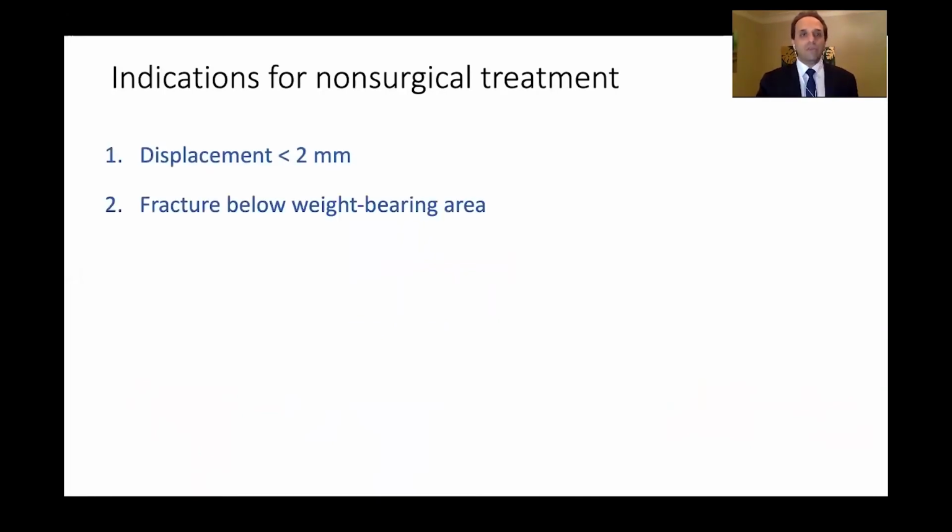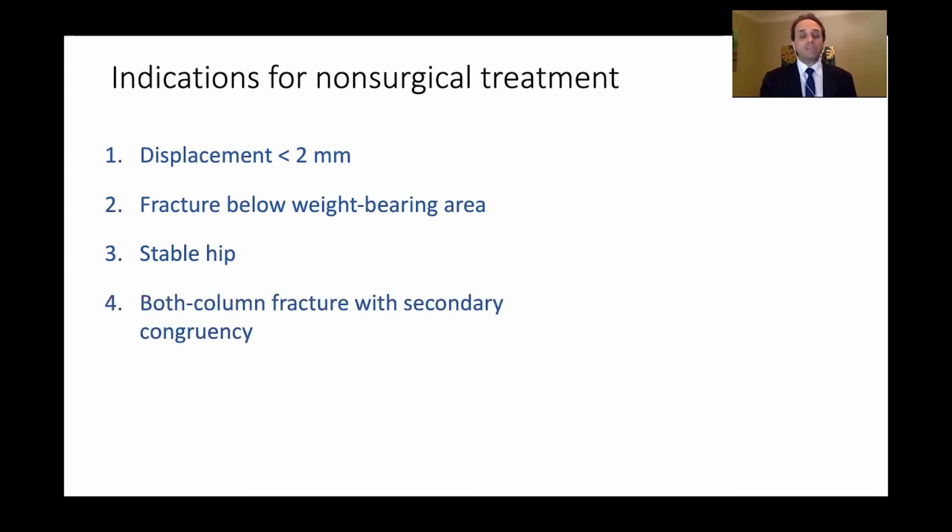So let's start with the conservative. Who is indicated for non-surgical or conservative treatment? A fracture displaced less than 2 millimeters, then it's not worth operating. Fractures below the weight-bearing area, like the infratectal. A stable hip with a very, very small posterior fragment, or a dislocated hip that is reduced and does not redislocate on examination under anesthesia.